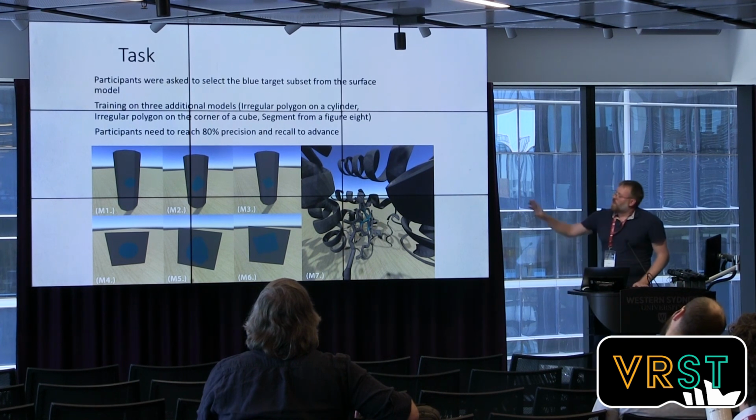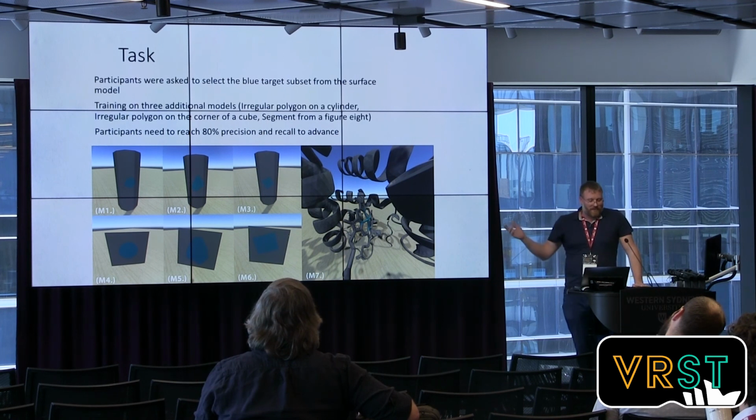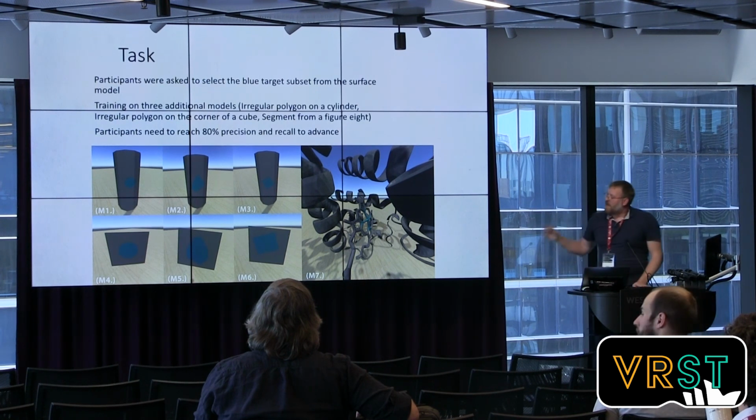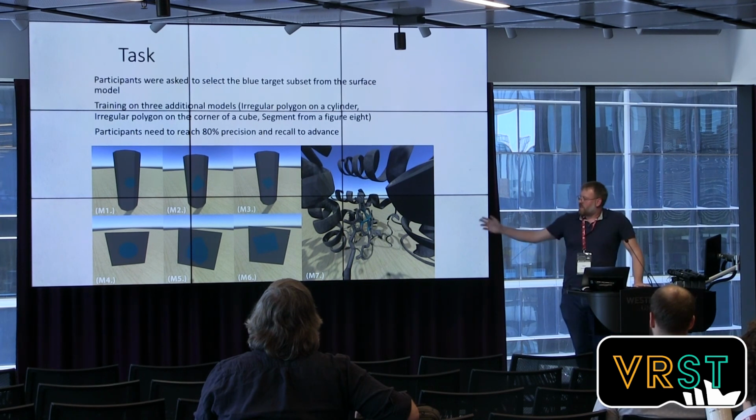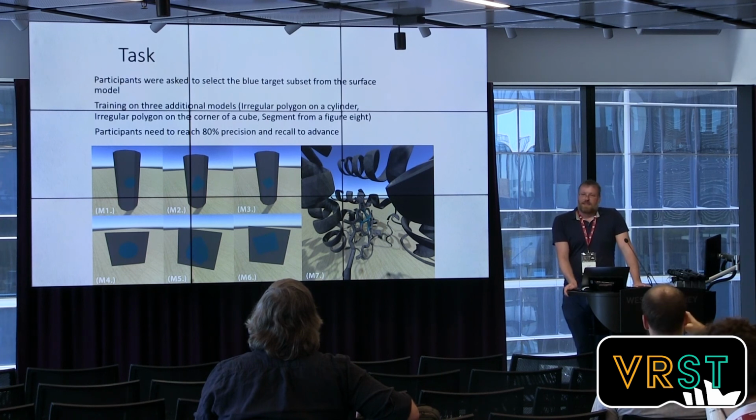And so we had 6 of what we call synthetic data. There were 3 different target shapes: a circle, an irregular polygon, and a rectangle. We looked at those both on a cylinder, so thinking about how you select on curved surfaces, as well as a flat plane. Then we were interested in a more real-world example with dense data, so we used the hemoglobin molecule, and the participants were asked to select the oxygen binding site at the center of it, so slightly more complex.